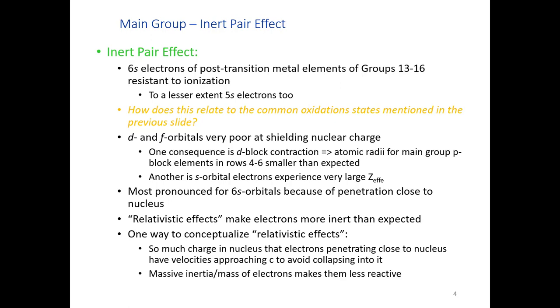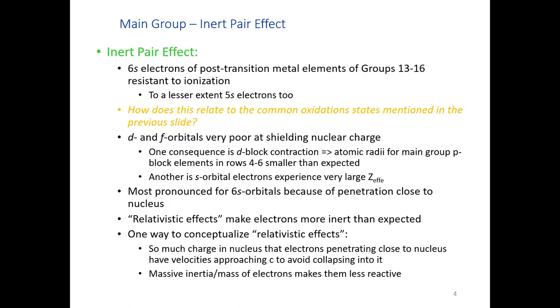At such high speeds, however, the electrons behave like massive particles, which makes them very hard to remove. As such, the p electrons can be oxidized, but the 6s electrons are very inert. The 5s are a little more reactive because the atoms in row 5 aren't nearly as large and don't have as many protons in the nucleus.